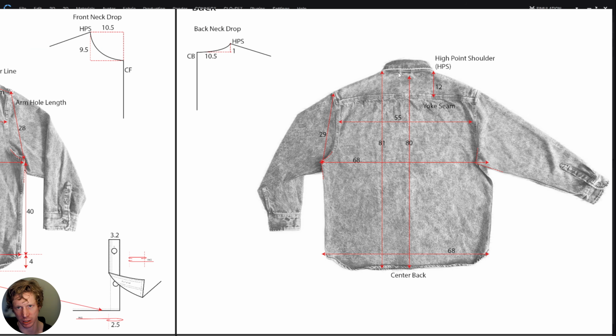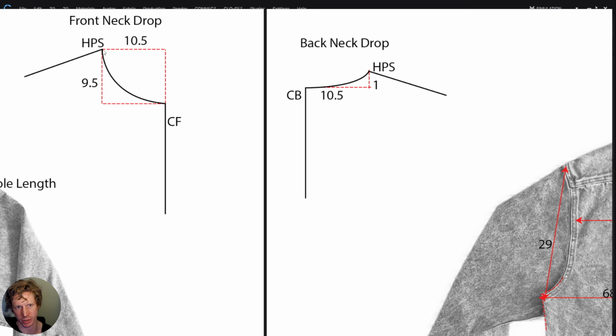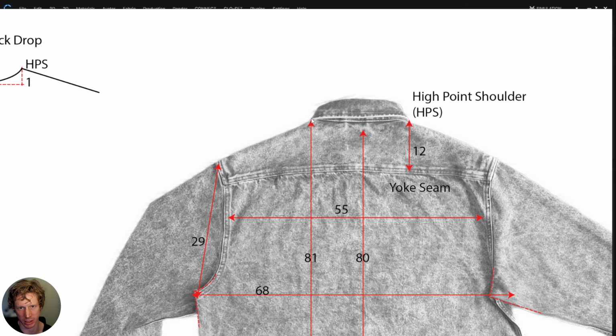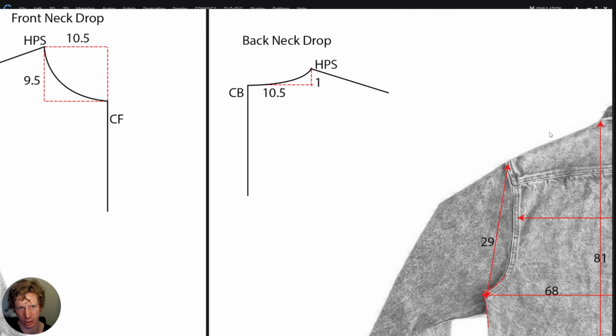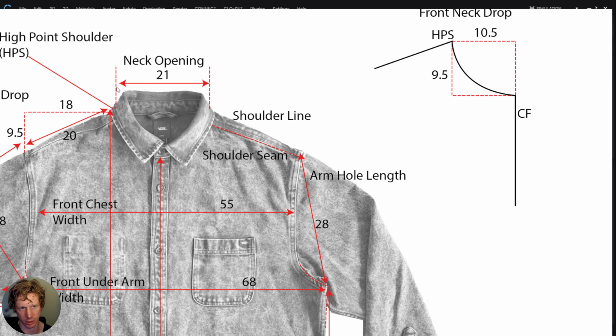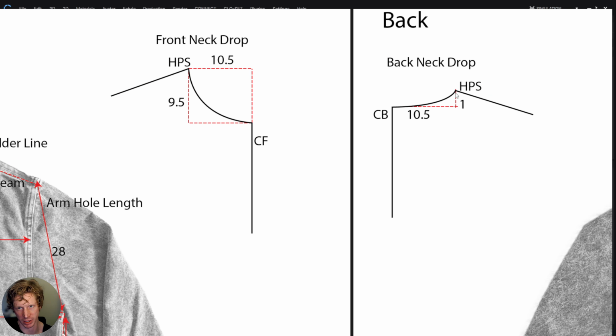We just really want to check the back neck drop. So again, for the front, it's quite a deep drop of 9.5 centimeters, but here it's just 1 centimeter dropped, and the width is the same. The back neck from here to here is the same as on the front from here to here. It's 21 centimeters. So it'll be 10.5 across, 1 centimeter down.